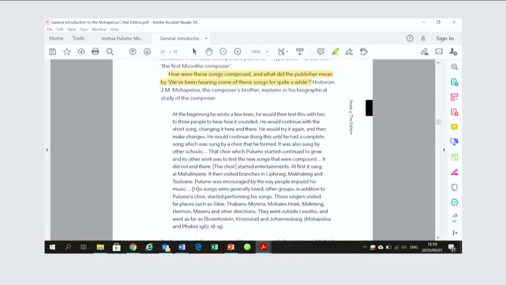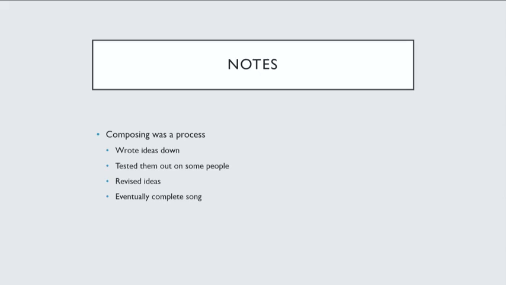It says, at the beginning, he wrote a few lines. He would then test this with 2 to 3 people to hear how it sounded. He would continue with the short song, changing it here and there. He would try it again and then make changes. He would continue doing this until he had a complete song. This gives us the way that he writes his music. So when we're writing our notes, we can say composing was a process for this composer. He wrote his ideas down, then he tested them out on some people, he revised the idea, and he kept doing this until he had a complete song.